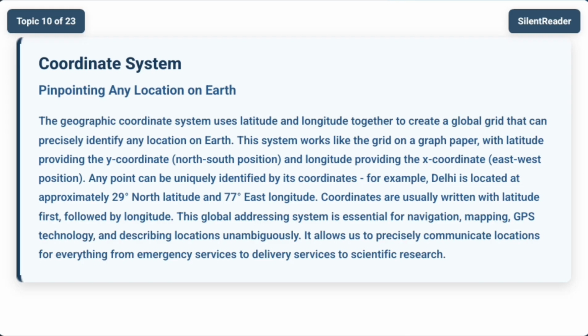For example, Delhi is located at approximately 29 degrees north latitude and 77 degrees east longitude. Coordinates are usually written with latitude first, followed by longitude. This global addressing system is essential for navigation, mapping, GPS technology, and describing locations unambiguously. It allows us to precisely communicate locations for everything from emergency services to delivery services to scientific research.